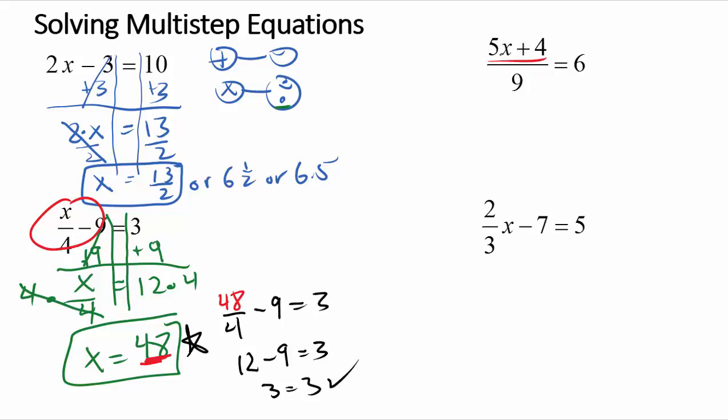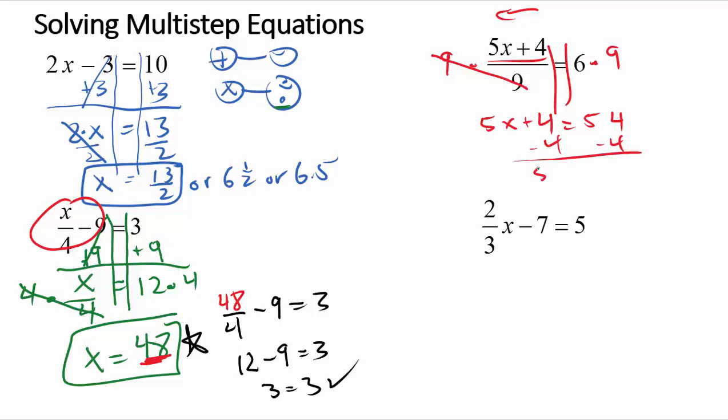So the furthest number from the x on this left-hand side over here is going to be the 9. So the 9 is going to move first. It's division. So instead of subtracting that 4 first, we're actually going to multiply by 9 first. Should cancel our 9's out. We'll be left with 5x plus 4 is equal to 54. And now if we subtract 4 from both sides, we'll be left with 5x is equal to 50.